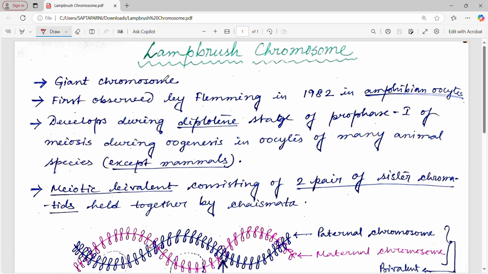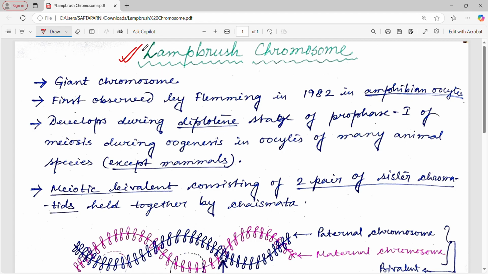So in today's video we are going to discuss a very important topic of genetics, that is Lampbrush chromosome. This video is going to be useful for BSc and MSc zoology students, as well as CSIR NET aspirants and also NEET aspirants. So without further delay, let's begin.